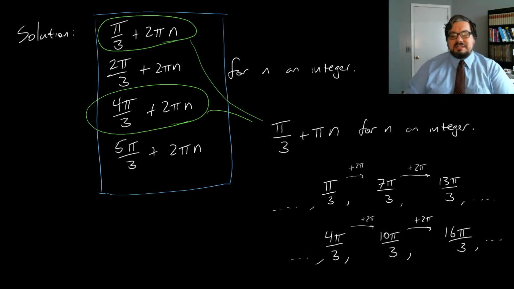But what I want to notice is that if we compare the elements on the top row here with the elements on the bottom, I can get from the one on the top to the one on the bottom by adding pi. Pi over 3 plus pi is 4 pi over 3. Then I can get back up here by adding pi, and then get down by adding pi. And this pattern continues as we go on.